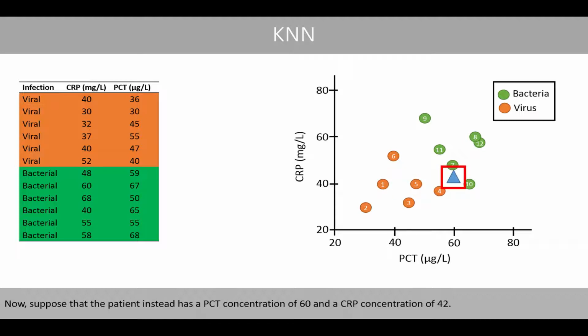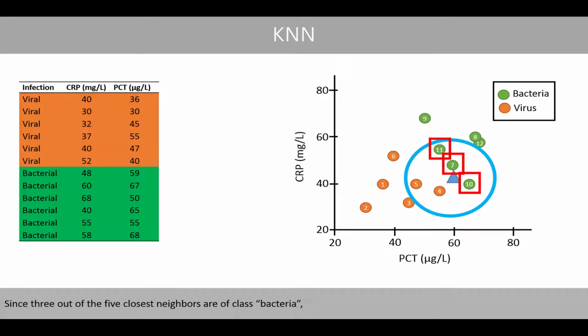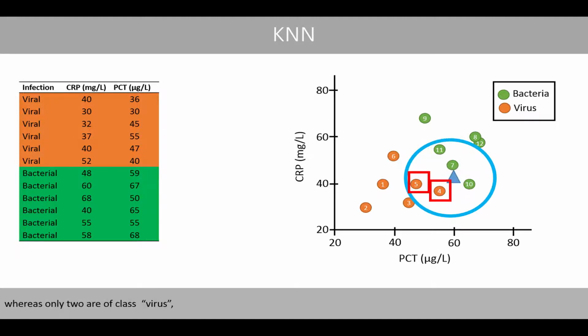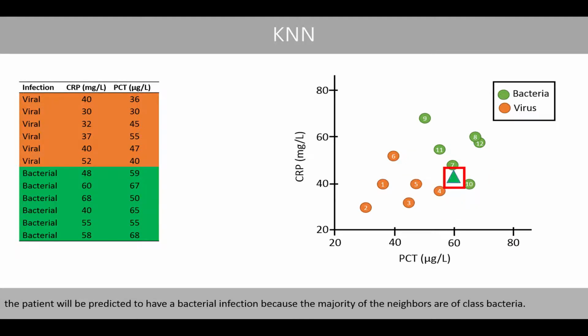Now, suppose that the patient instead has a PCT concentration of 60 and a CRP concentration of 42. Since 3 out of the 5 closest neighbors are of class bacteria, whereas only 2 are of class virus, the patient will be predicted to have a bacterial infection because the majority of the neighbors are of class bacteria.